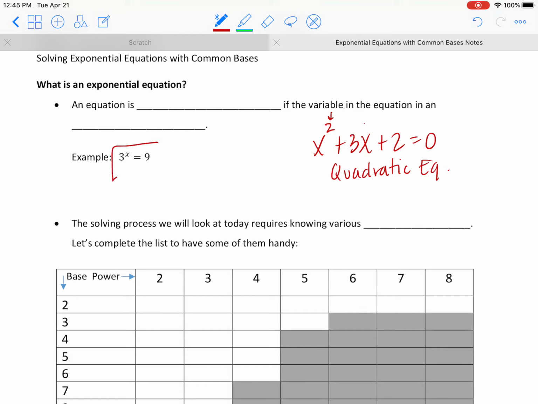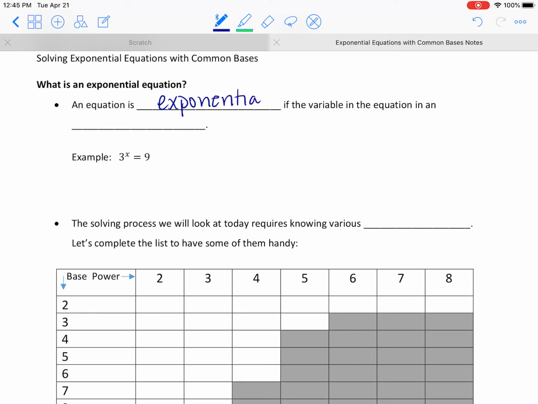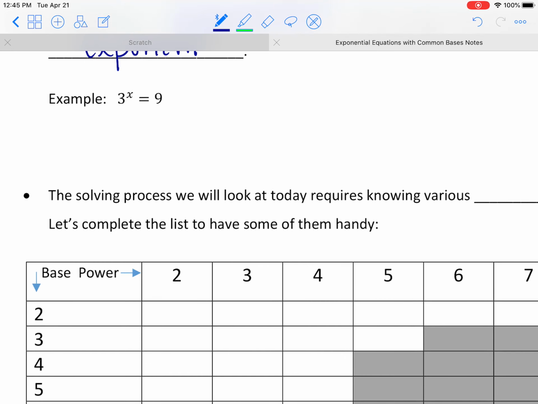So what is it that's going to make an equation exponential? It's not just that it has an exponent, but the exponent is your variable. So this is an example of an exponential equation where the exponent is a variable. Okay, so an exponential equation: an equation is exponential if the variable in the equation is the exponent. All right, so for example, again, 3 to the x power equals 9 is an exponential equation.